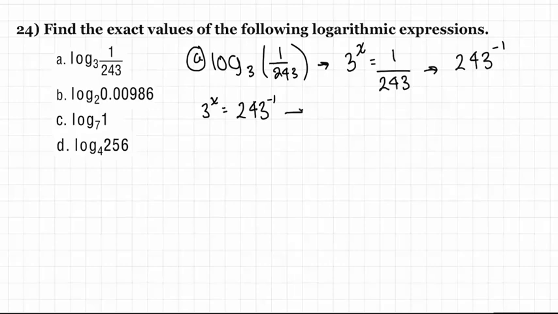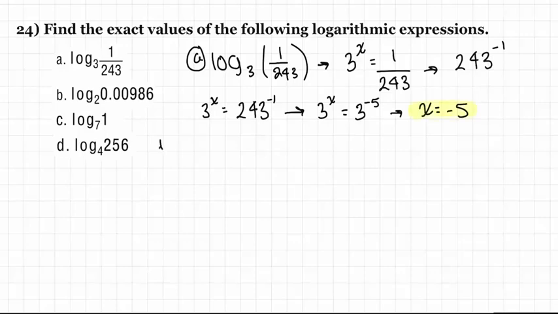And I'm going to try it raised to the power of 5, which is, believe it or not, 243. So we know that 3 raised to the power of x is equal to 3 raised to the power of negative 5. Remember how if we have the same bases, we can set the exponents equal to each other? So when we do that, we're left with x is equal to negative 5. So that is the exact value for A.